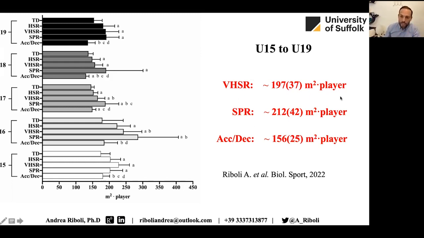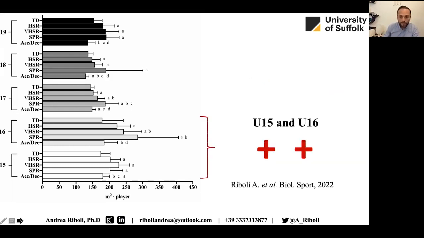So we need to take into account that about 200 meters square per player, also young players are required to replicate average match demands. Interestingly, we found a higher pitch size required in younger players, under 15 and under 16, probably due to a lower neuromuscular capacity in these players that requires a large space to reach peak velocity. And so this should be considered when we work across different age categories, from under 15, under 16 until under 19.